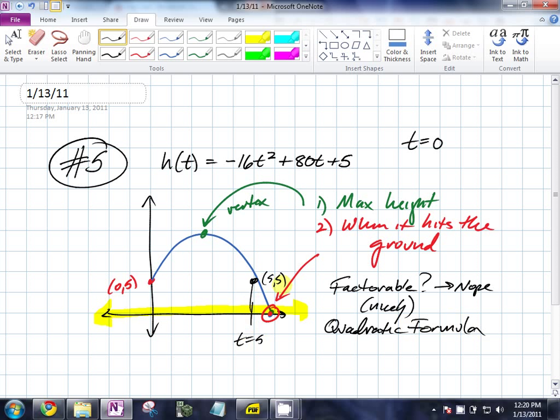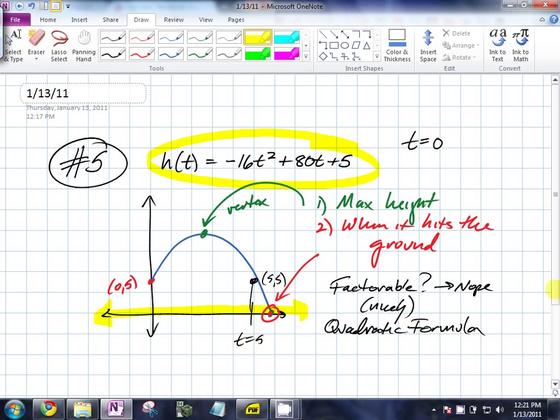But how come I can't get 5 seconds out of factoring? Because it shouldn't factor. This is not nicely factorable. Oh, really? This is not nicely factorable. It looks like it is. It is not. Fooled you. Okay, those are the only hints you're going to get.